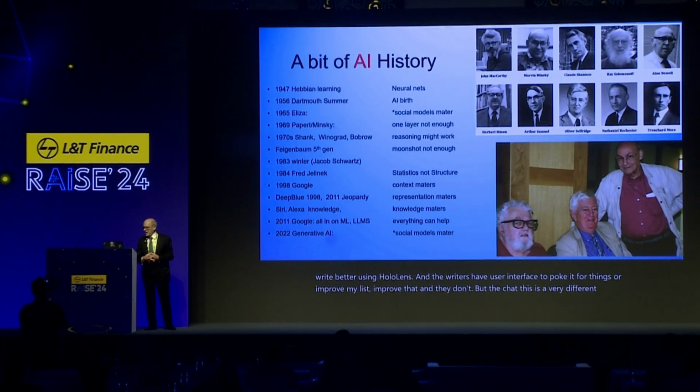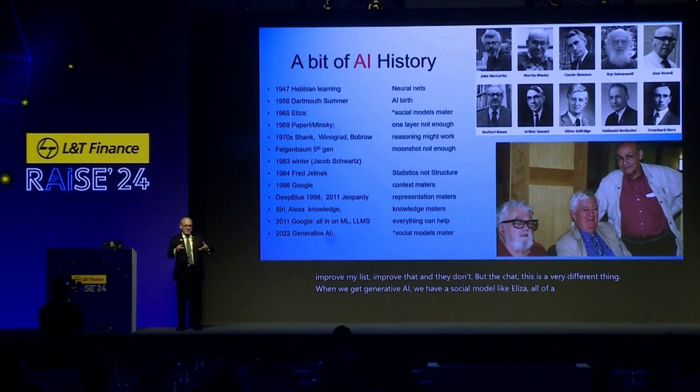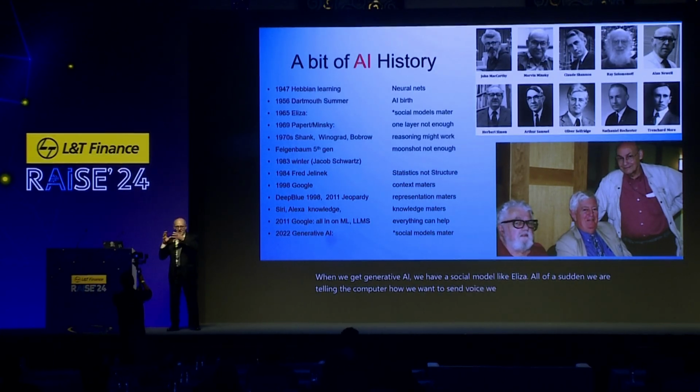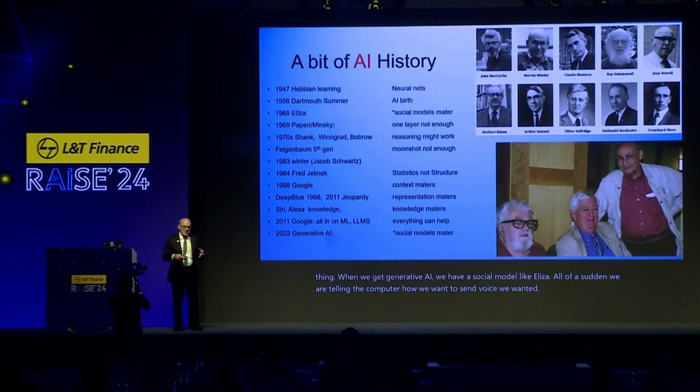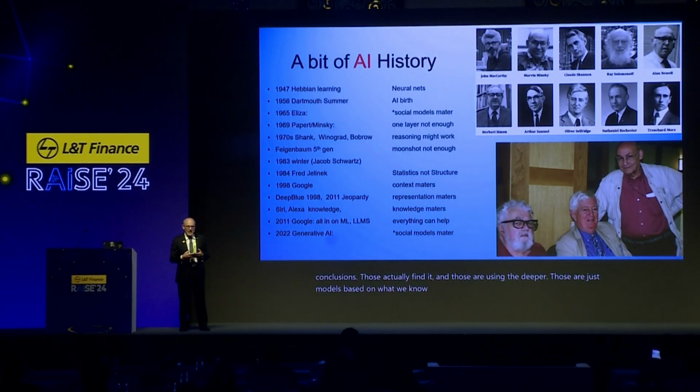When we get generative AI, we have a social model. Like Eliza, all of a sudden, we are telling the computer how we want it said, what voice we want. It has an idea of what is persuasive. It has an idea of what a paragraph is. It has an idea of what a list is. It has an idea of a conclusion. What's funny about those is those aren't using the deep learning. Those are just modeled based on what we know about conversation. And I say that the most important thing is a model of social response.